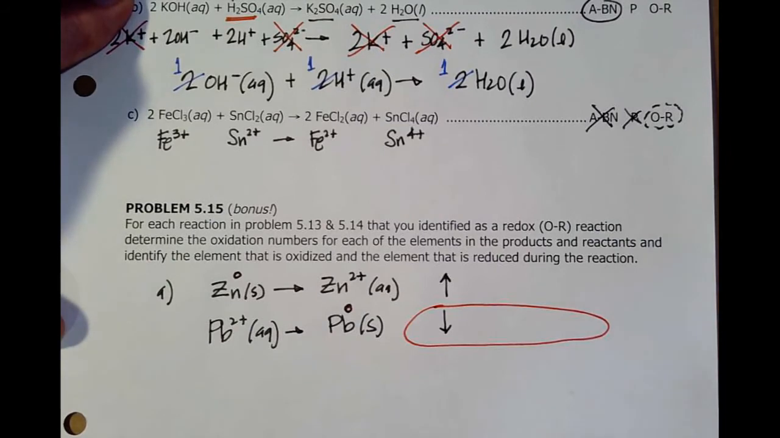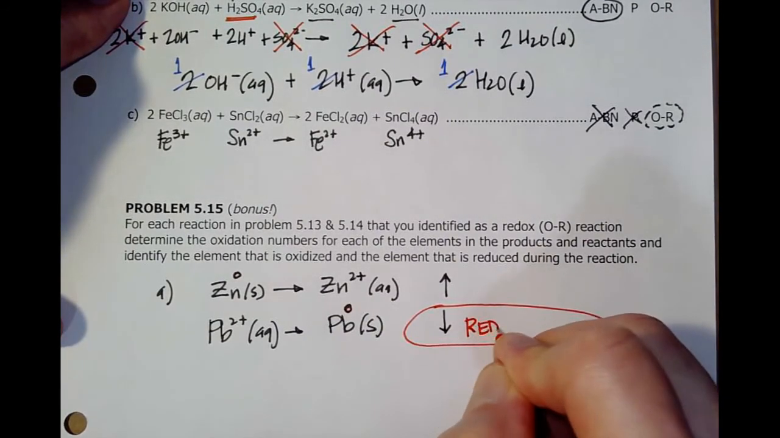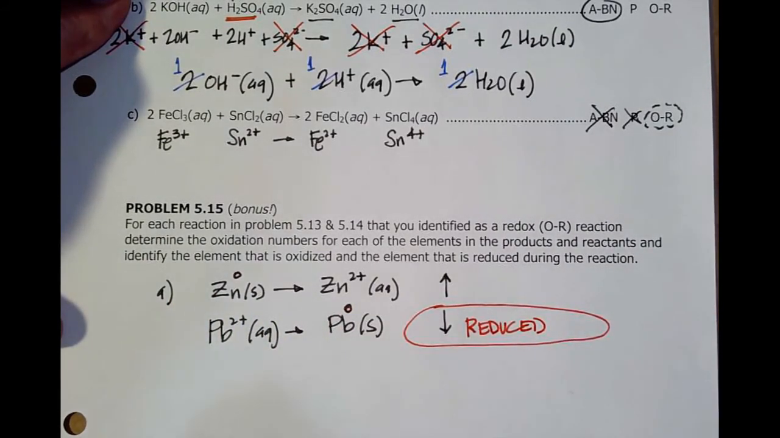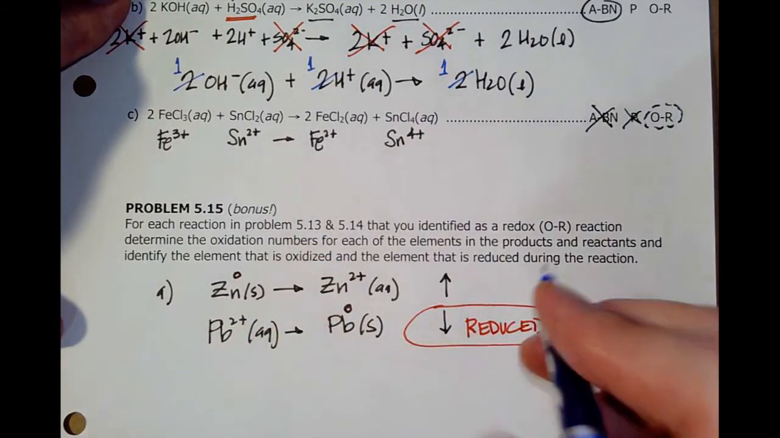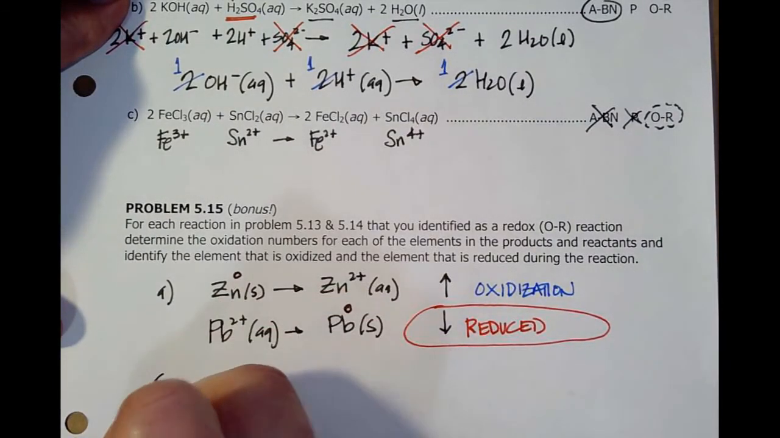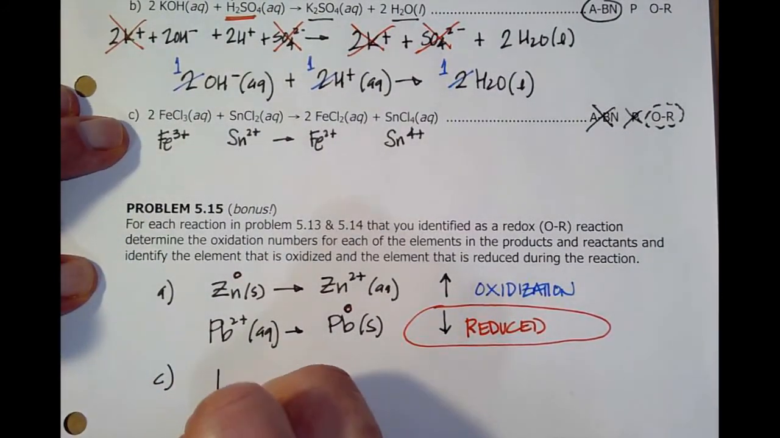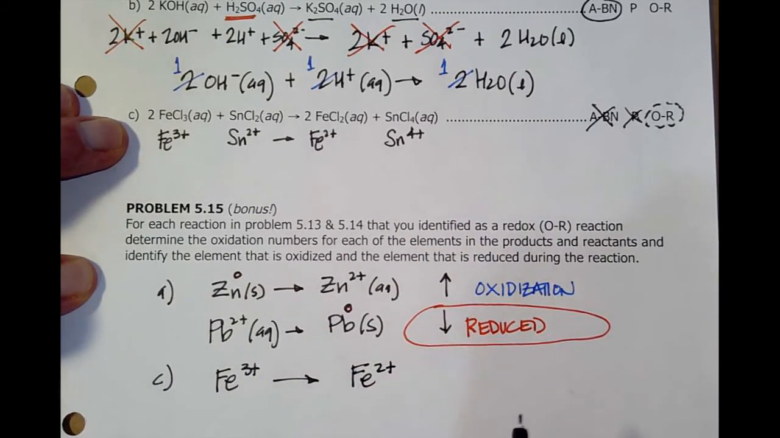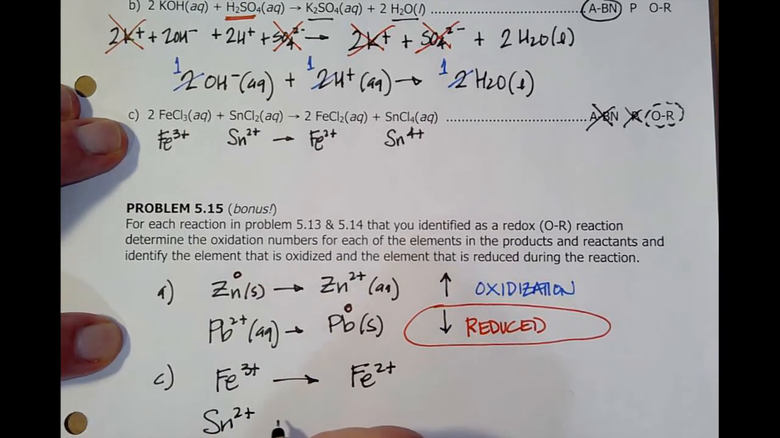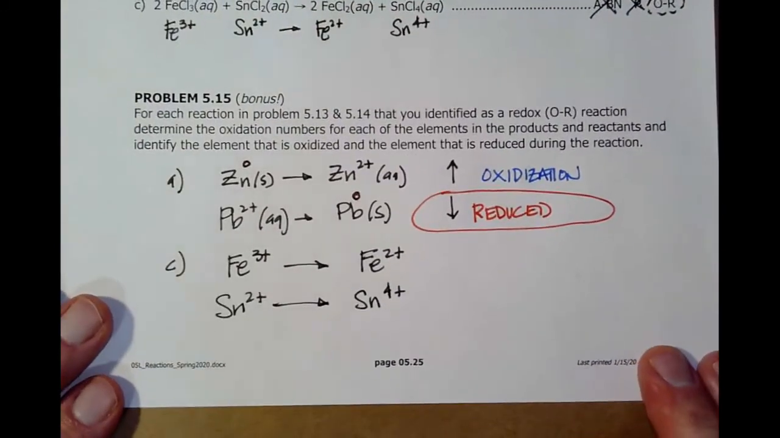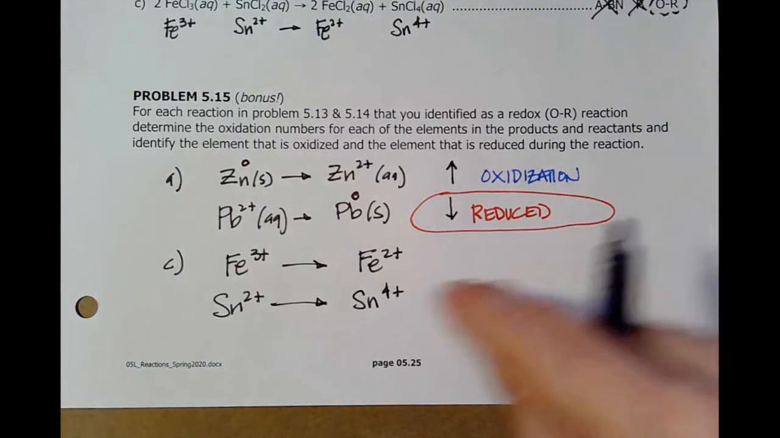Now, I think this is the easier one to remember. Whoever had their charge reduced was reduced. Well, the opposite of reduction is charge going up, and we call that oxidation. If I look at C, I've got iron 3+ on the reactant side, iron 2+ on the product side. I've got tin 2+ on the reactant side and tin 4+ on the product side. And I'm going to leave it to you. You can go look up the answer, but this is a good time to stop and say, oh, wait, what was it here? What would it be there?